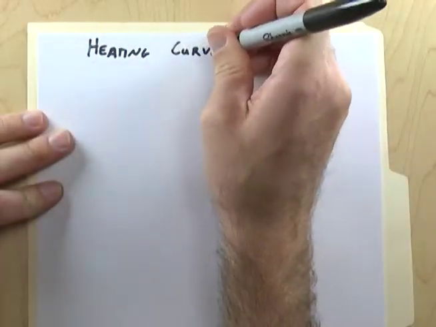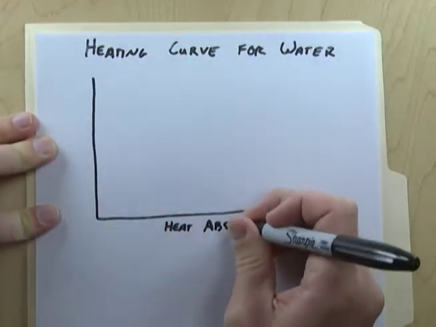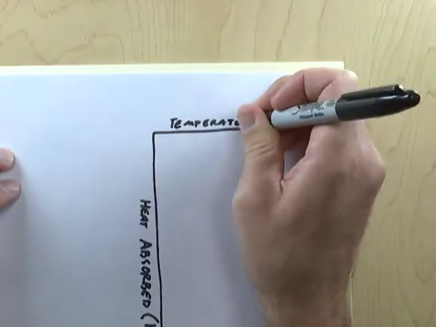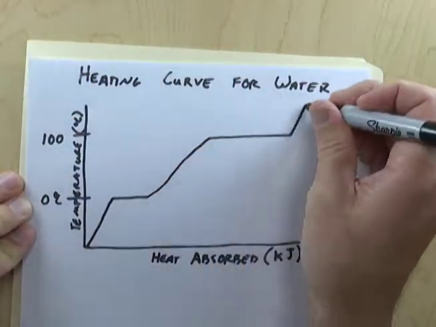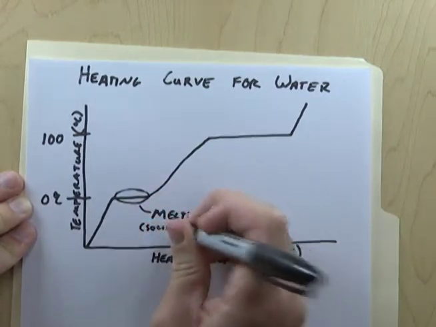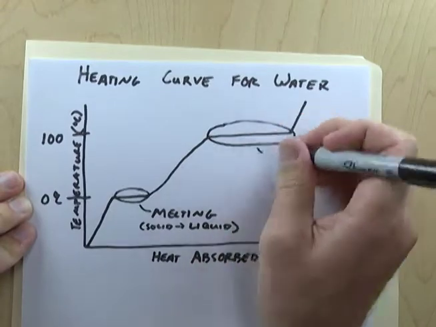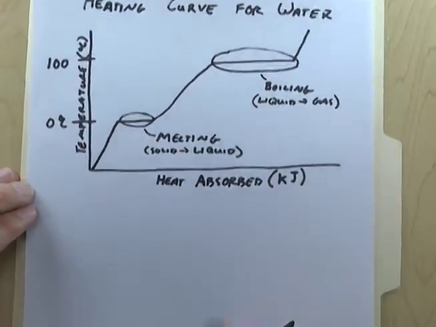Consider now the heating curve for water. If we start with a block of ice well below the freezing point and heat it up until it becomes steam well above the boiling point, you get a chart that looks like this. Notice the two horizontal sections. One, at 0 degrees Celsius, occurs as the ice is melting. The other, at 100 degrees Celsius, occurs as the water boils.